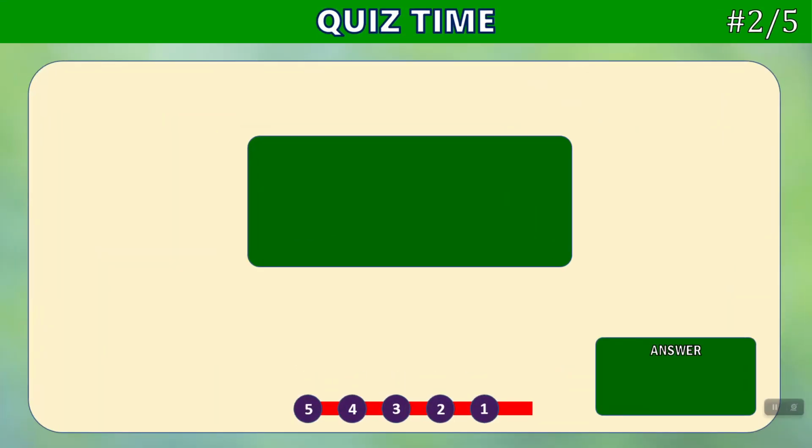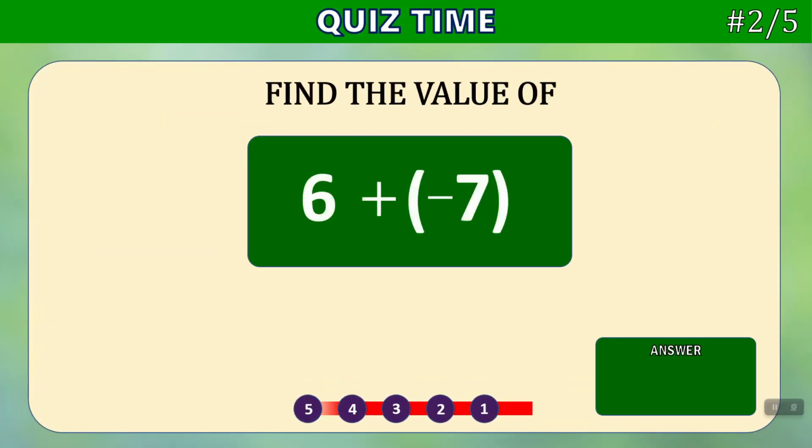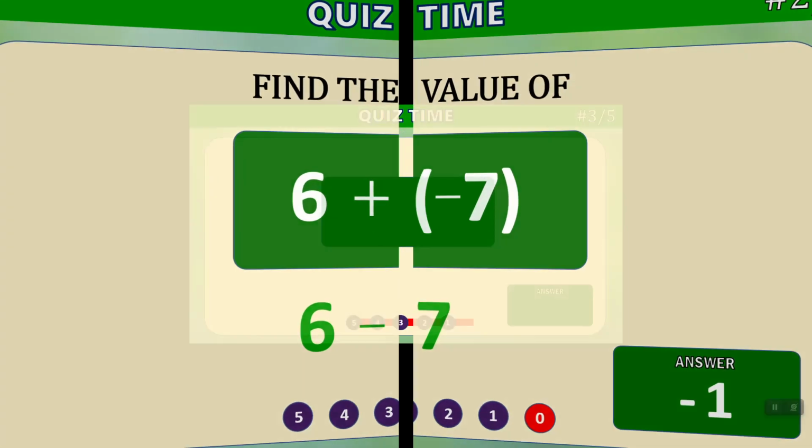Number 2. Find the value of 6 plus minus 7. Time's up. The answer, minus 1. When we rewrite 6, plus times minus gives us minus. 6 minus 7 is minus 1.